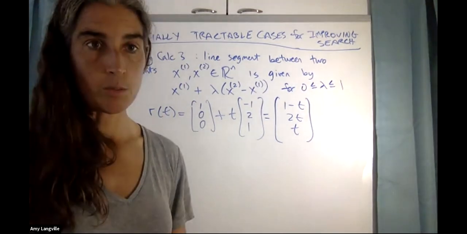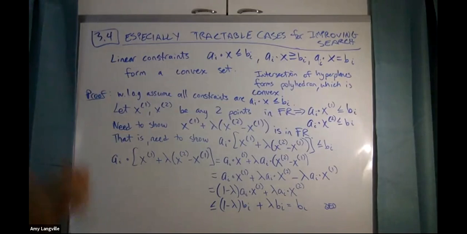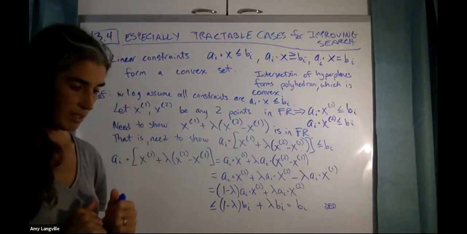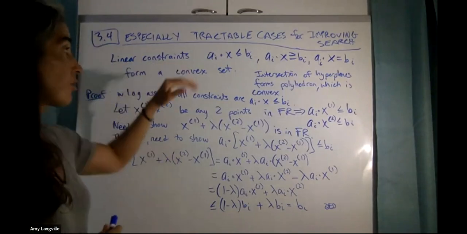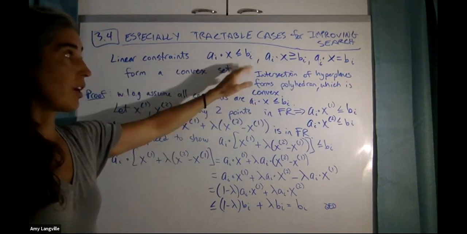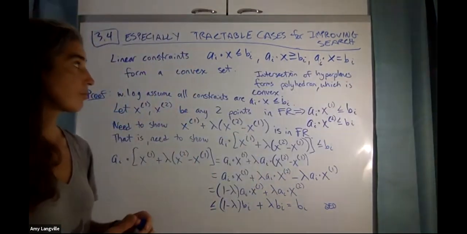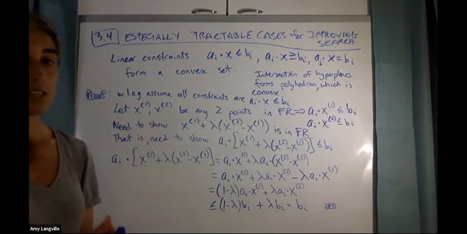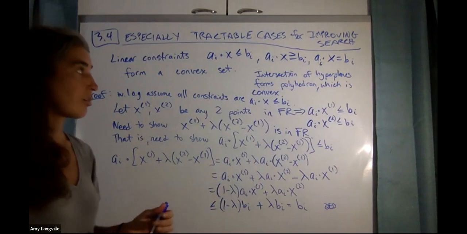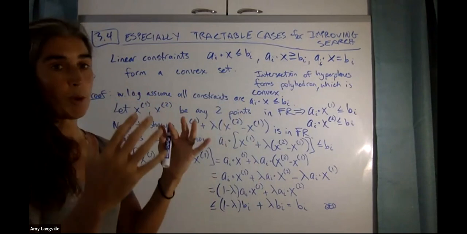Okay, so let me erase the board. The next part. Okay, again, we've mentioned this. We've talked about visually and geometrically, it made sense to us that linear constraints of this form, ai dotted with x less or equal to bi, or they could be greater than, or they could be equal to, or any combination of those. Those form a convex set. They do. And visually, we talked about it. It's the intersection of a bunch of hyperplanes which form a polyhedron.